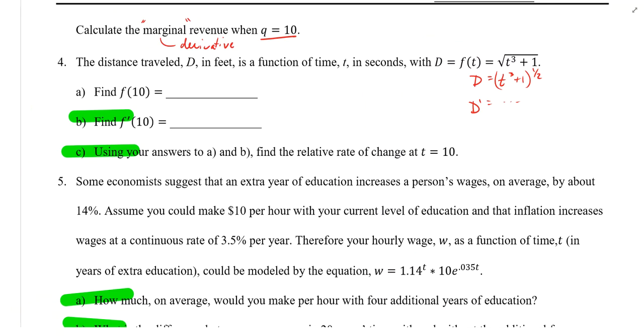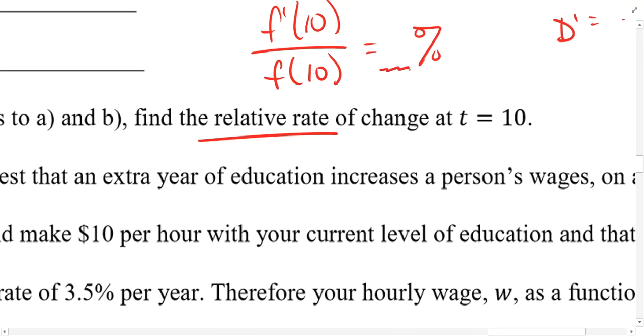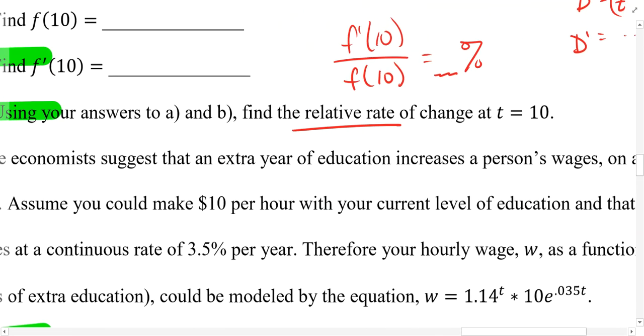You can find it with the same techniques that we established in the second packet. And therefore, relative rate of change will be the quotient, where we put f prime of 10 divided by f of 10. You've got this answer, divide the two, and that's your relative rate of change. And again, keep in mind that that relative rate of change will be some number that represents a percent.